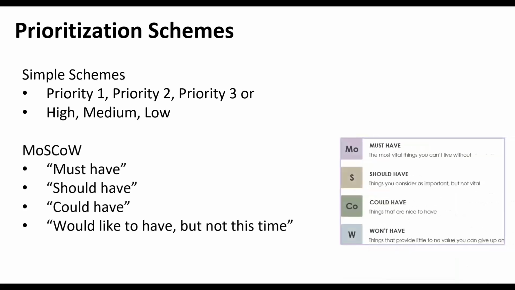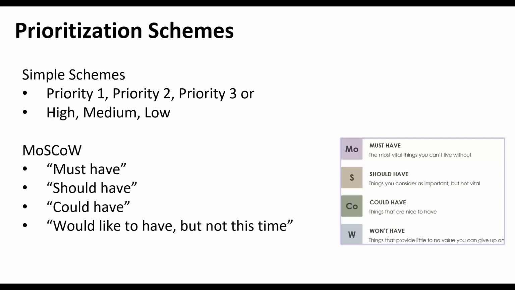So let's look at another prioritization scheme. Some of you may have heard of the Moscow scheme, which derives its name from the first letters of the labels that you see here on the screen. We have must have, should have, could have, would like to have, but not at this time. So must have is the most vital things you can't live without. You have to have this.